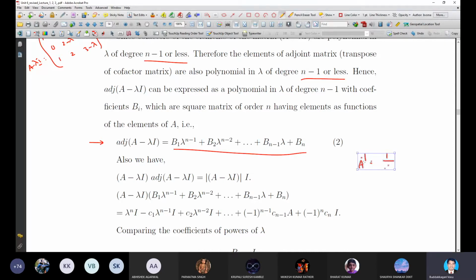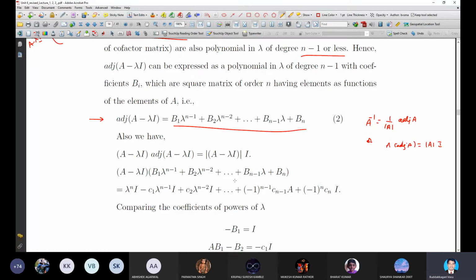A inverse is equal to 1 by det A into adjoint A. So therefore, you can write A into adjoint A is equal to det A into I, right? So using this statement, in place of A we have A minus lambda I. A minus lambda I into adjoint of A minus lambda I is equal to determinant of A minus lambda I into I.